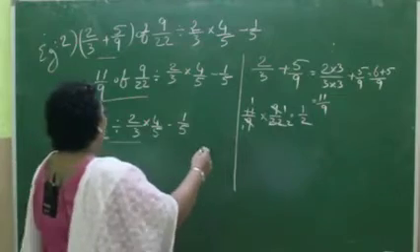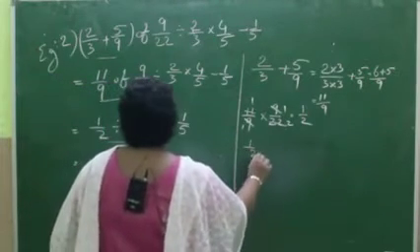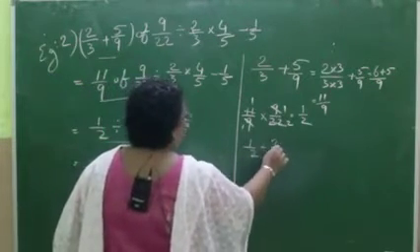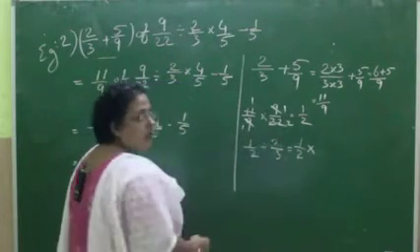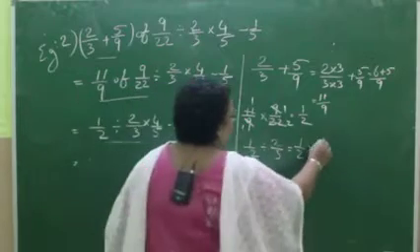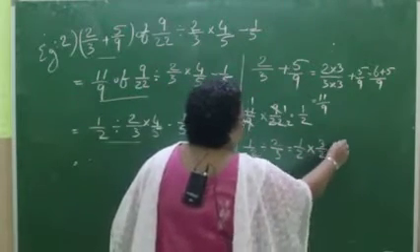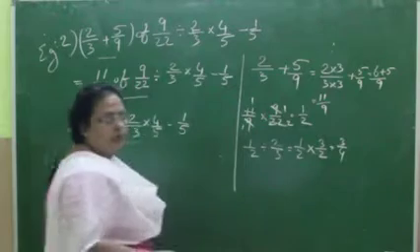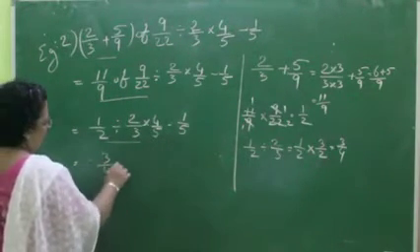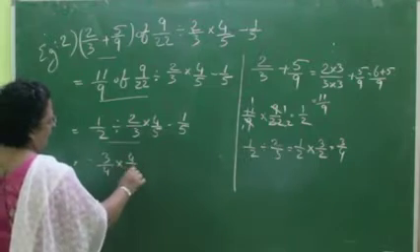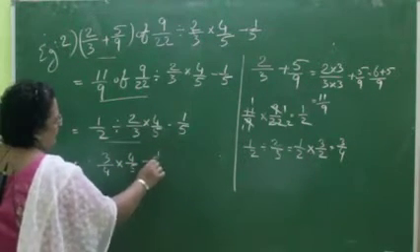So, we will do the calculation in this area. 1 by 2 divided by 2 by 3 comes as 1 by 2 into the reciprocal of 2 by 3. It is 3 by 2. So, the answer you are getting is 3 by 4. Now, here it is 3 by 4 multiplied by 4 by 5 minus 1 by 5.